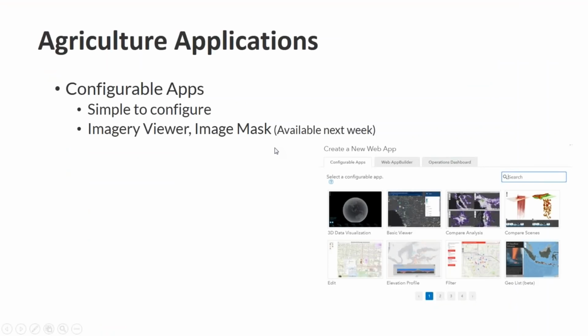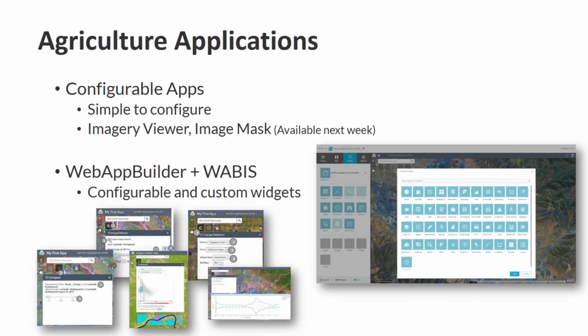So let's talk about different applications. There are lots of applications you can use. One is just configurable applications. These are very simple to configure. We're making available next week two new configurable applications specifically for imagery, called the Imagery Viewer and the Image Mask applications. They'll be available next week. These are simple applications you can configure, and I'll show you how to do those.